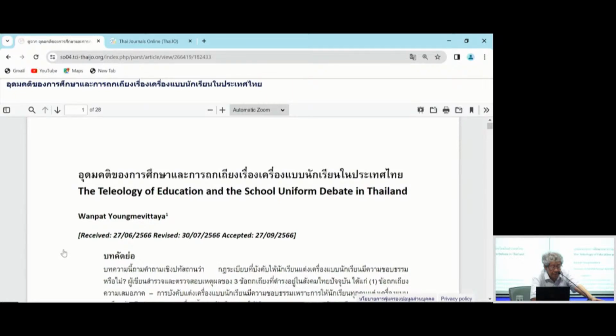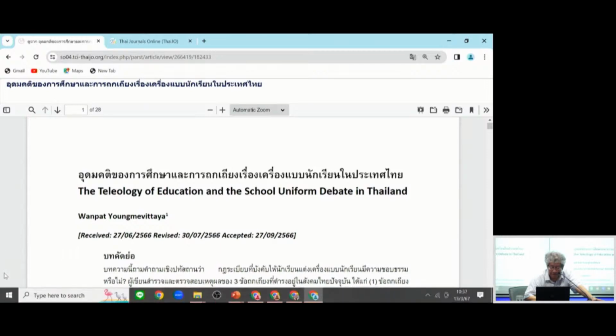And in this paper, he is looking at ideas in political philosophy to try to account for the problems that are inherent in the school uniform debate. That's what he calls it in Thailand. So the paper is in Thai.